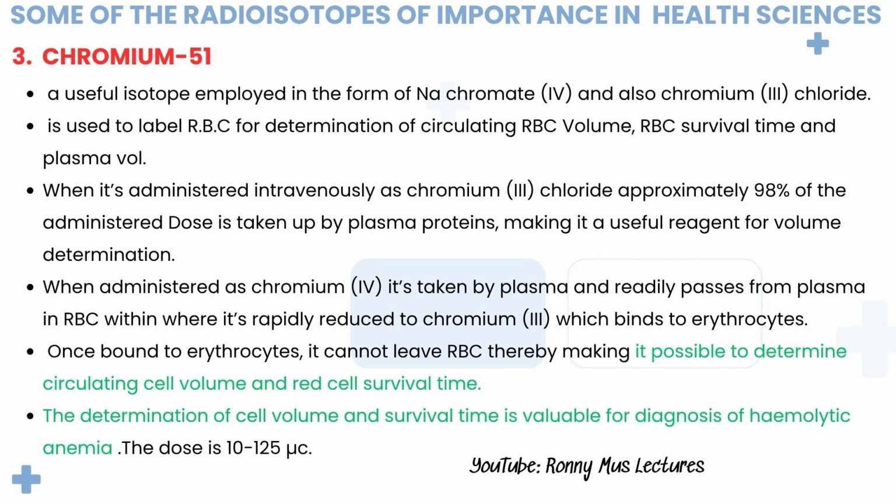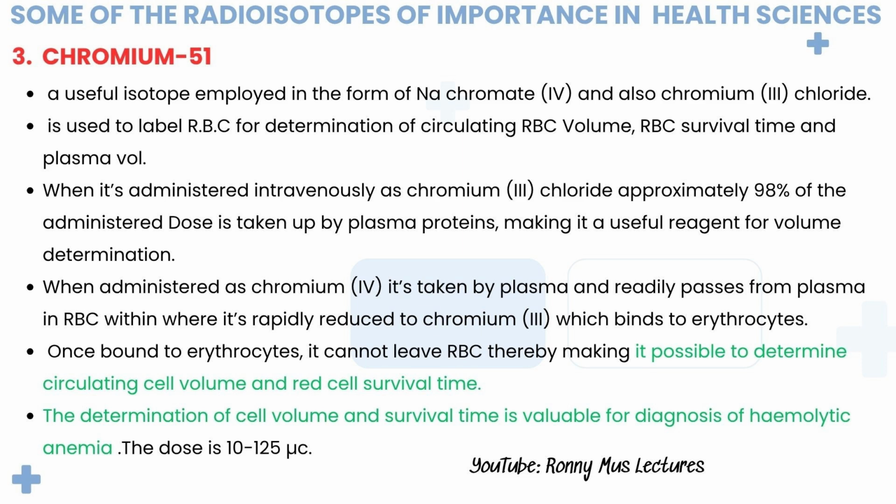The other radioisotope is chromium-51. This one can be found in form of sodium chromate and also chromium-3 chloride. When chromium-3 chloride is administered intravenously, it can be taken up by plasma proteins, and this makes it useful as a reagent for volume determination.